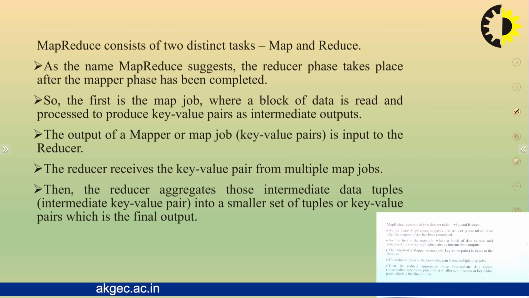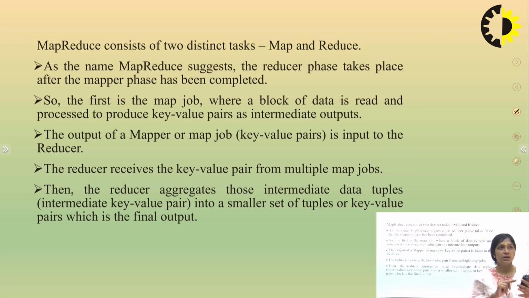In this slide, you can see it contains two main terms, map and reduce. As we saw in HDFS, there are two main terms, name node and data node. In MapReduce, there are two main terms, map and reduce. MapReduce means the reducer phase takes place after the mapper phase has been completed. First, the mapper phase will be executed, then the reducer phase will be executed. So, the first is the map job, where a block of data is read and processed to produce a key value pair as an intermediate output.